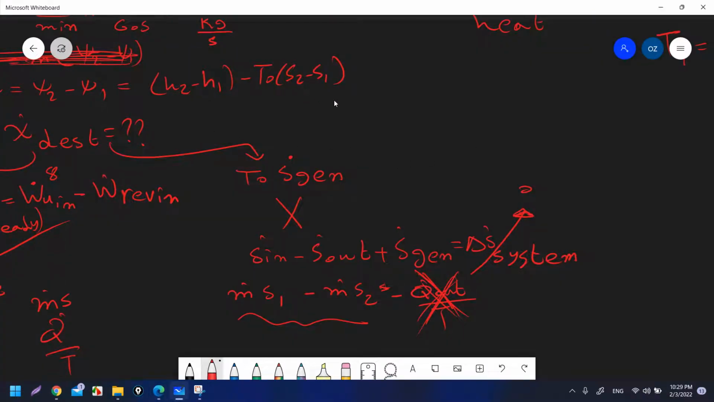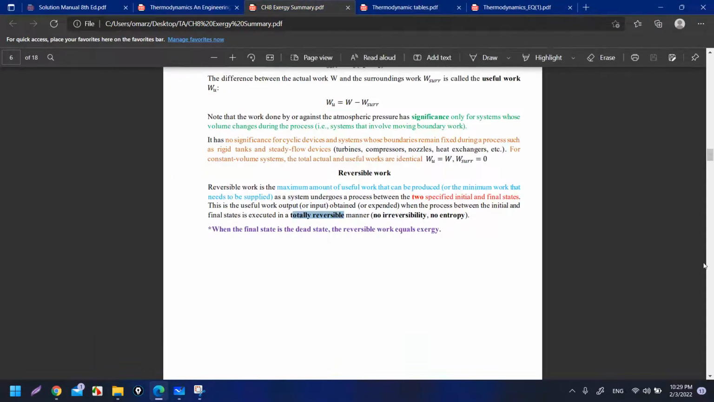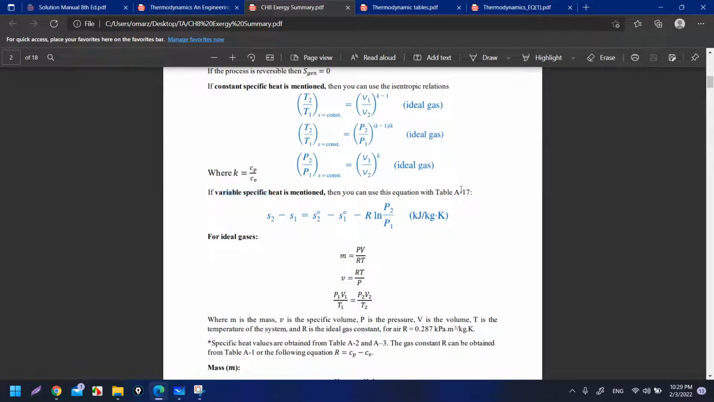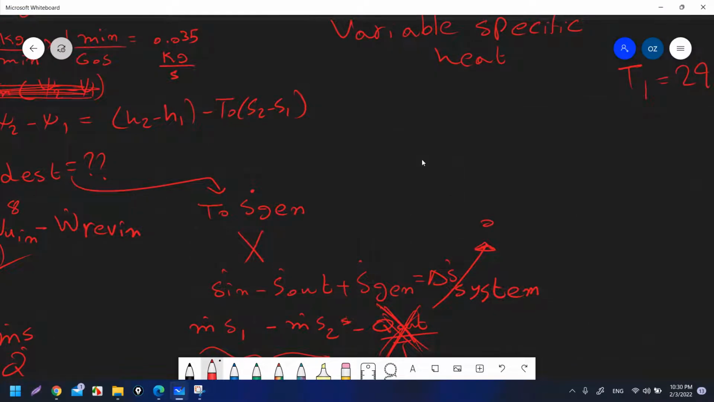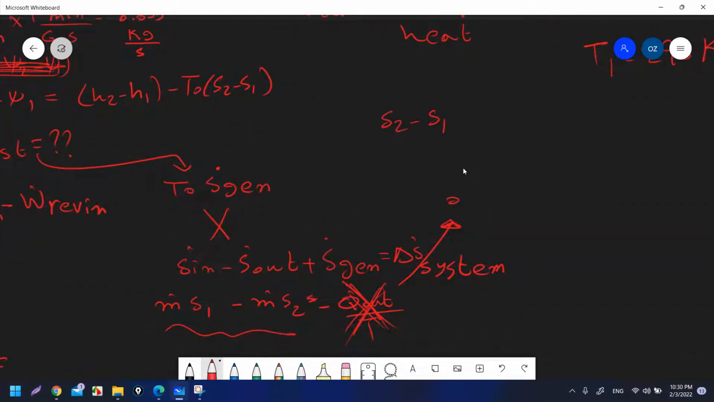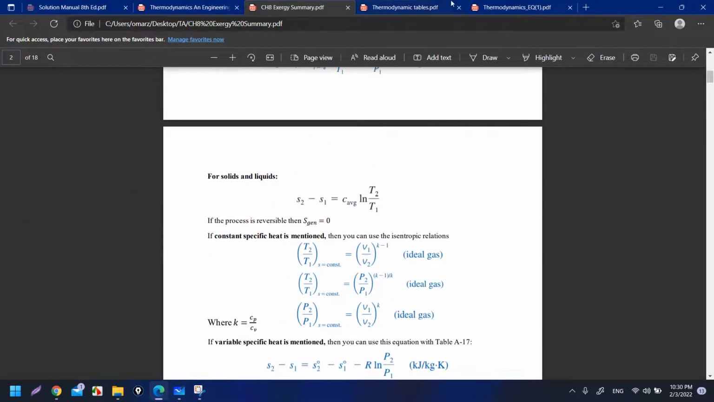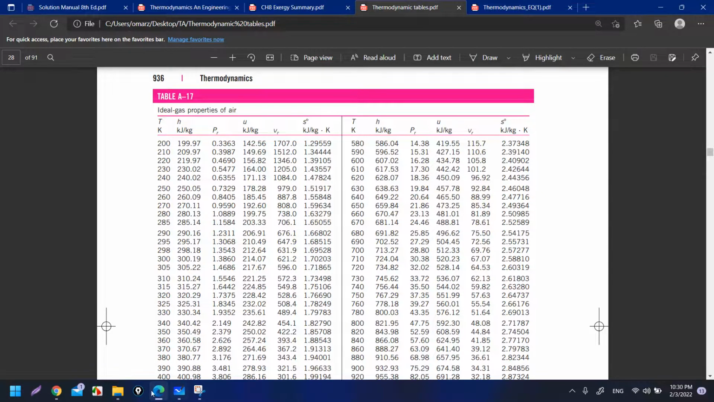S2 and S1, we have an equation when it is a variable specific heat. We'll use this equation if the variable specific heat assumption with table A17 is used. So I have to find S2 naught and S1 naught from table A17, and the pressures I already have. For S2 minus S1, I have to use this equation: S2 minus S1 equals S2 naught minus S1 naught minus R ln P2 over P1. For R, from table A1 or table A2a, let's find it later because we want to use table A17.